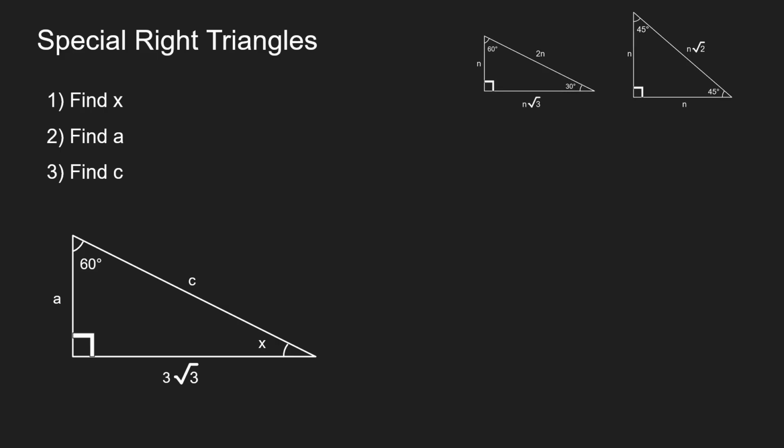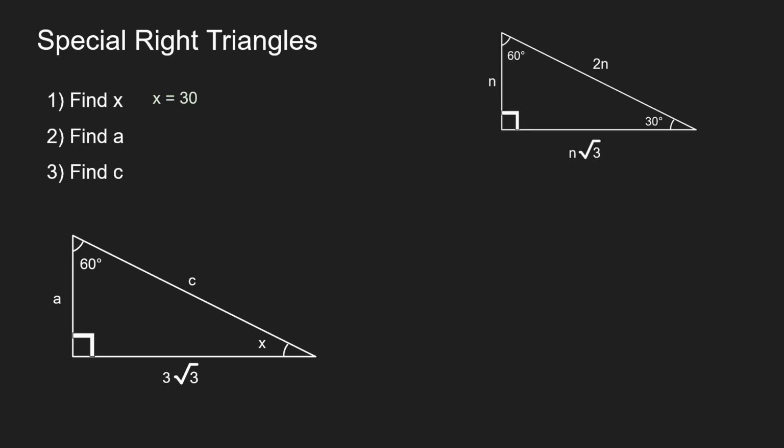Problem 1. Find x. You might know there's a rule that says that all triangles have inside them 180 degrees in total. If we know there's a 90 degree angle and a 60 degree angle, the missing angle should add up to 180 degrees. That way we can solve for the missing angle. Now to find A, we need to know which of the two special triangles we're going to use. Since we have a 30-60 triangle, we're going to use this one as a reference.